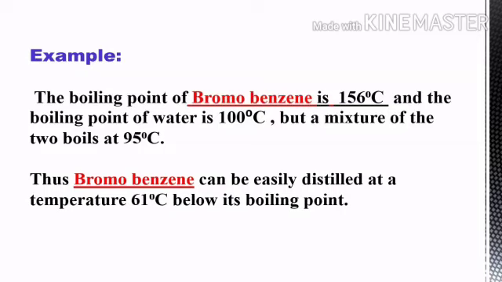The boiling point of bromobenzene is 156 degrees Celsius. In the mixture, it boils at 95 degrees Celsius. The difference between these two temperatures is 61 degrees Celsius. So, bromobenzene can be easily distilled at 61 degrees Celsius below its normal boiling point.